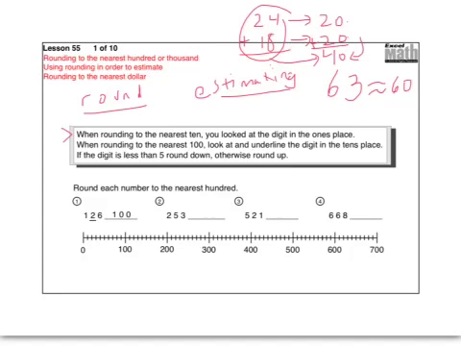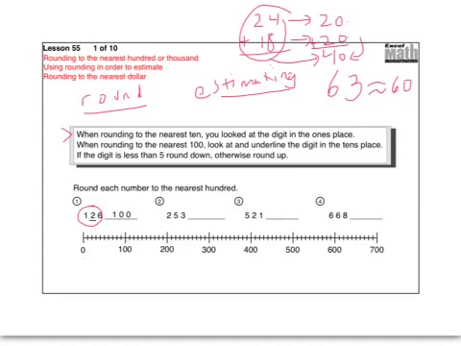The little box here says, when rounding to the nearest 10, you looked at the digit in the ones place. When rounding to the nearest 100, look at and underline the digit in the tens place. If the digit is less than 5, round down, otherwise round up. The basic idea is that you want to round to the closest number. You're looking for the closest 100. So here we have the number 126. When we're rounding to the closest 100, we're talking about numbers that are even hundreds: 100, 200, 300, 400, and so on.